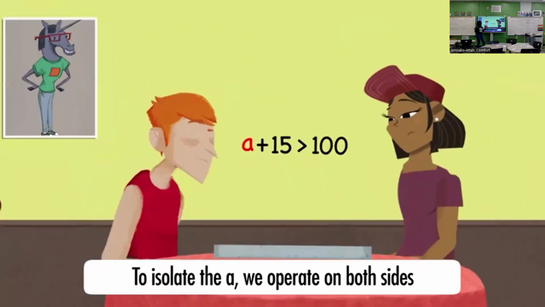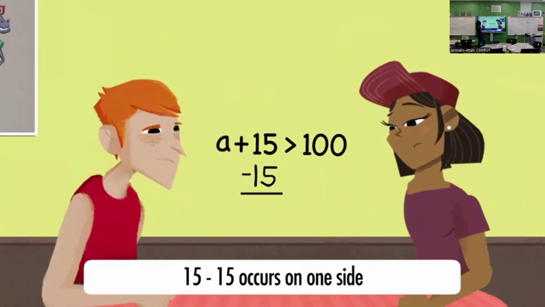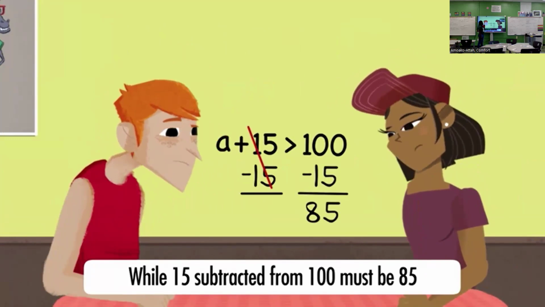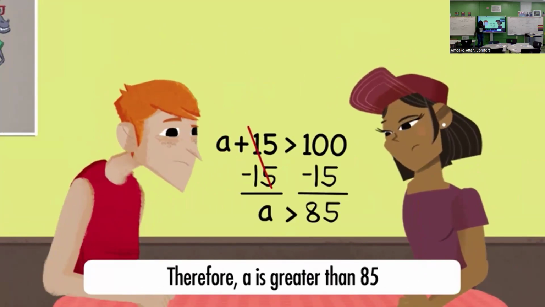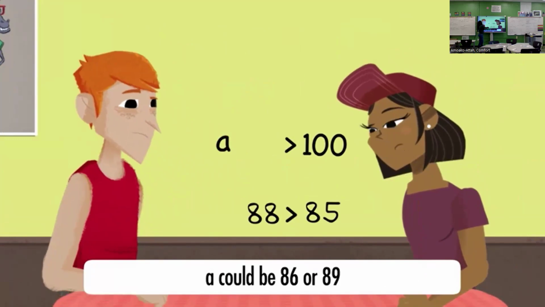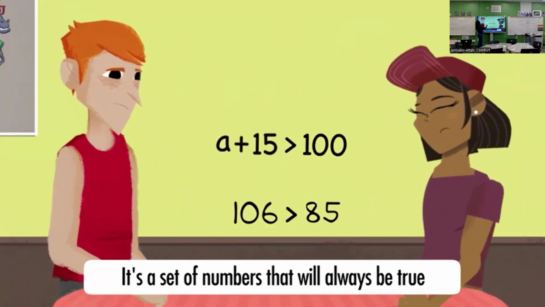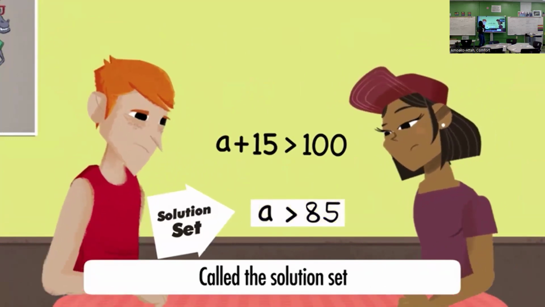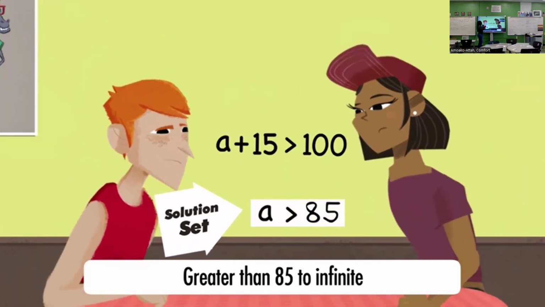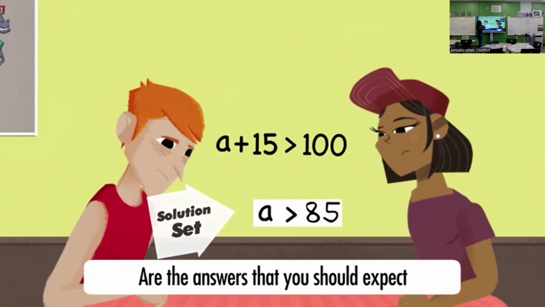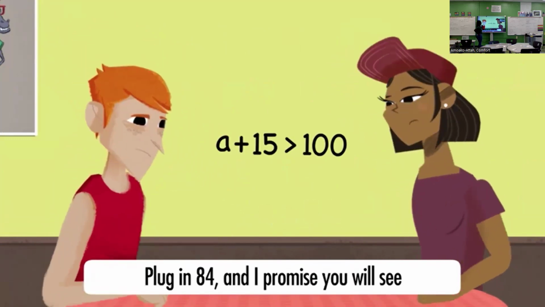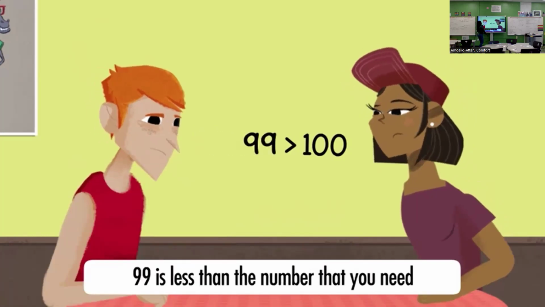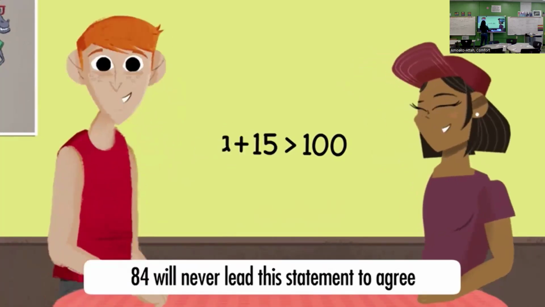To isolate the A, we operate on both sides. 15 minus 15 occurs on one side, while 15 subtracted from 100 must be 85. And therefore, A is greater than 85. A could be 86 or 89. It's a set of numbers that will always be true. When solving inequalities, it's a coming in group called the solution set. Greater than 85 to infinity are the answers that you should expect. Just in case you don't believe, plug in 84 and I promise you will see 99 is less than the number that you need. 84 would never lead the statement to agree, so it's peace.